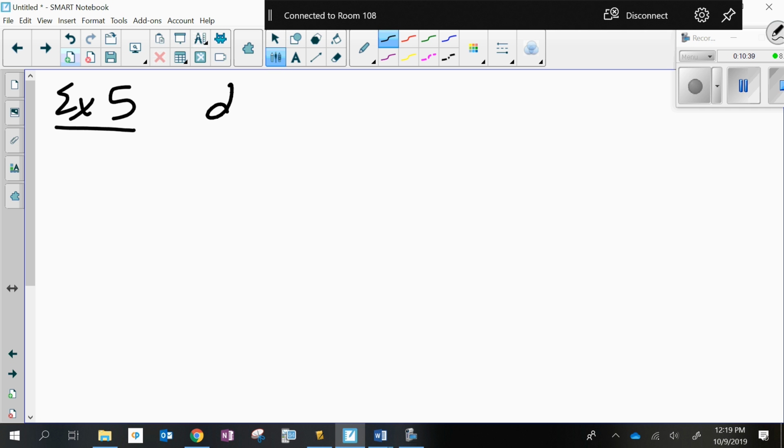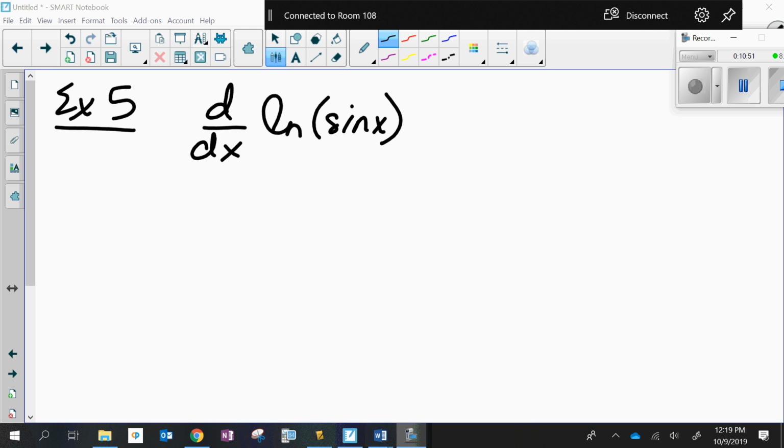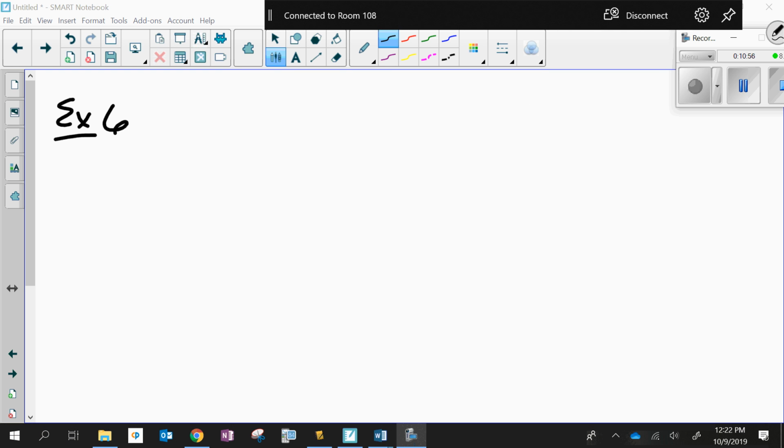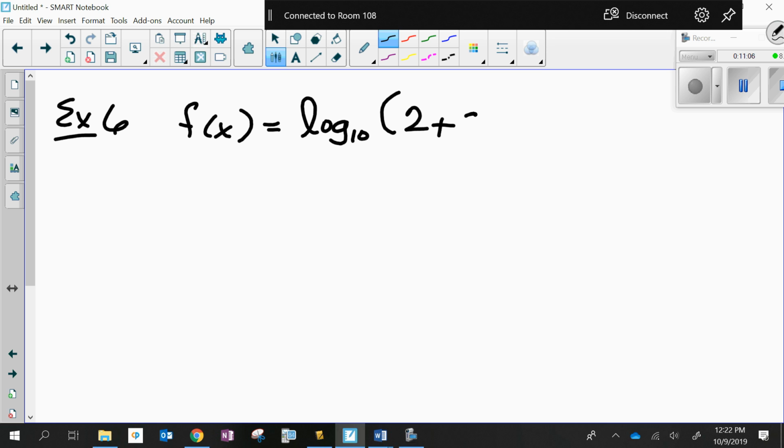Okay, let's find the derivative of ln sine of x. Remember, this is that, right? All right, so let's do f of x equals log base 10 of 2 plus sine of x. Let's find f prime of x.